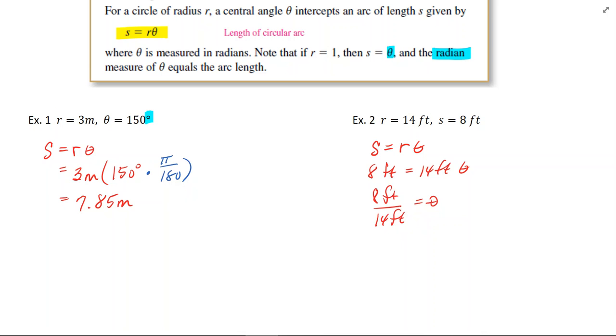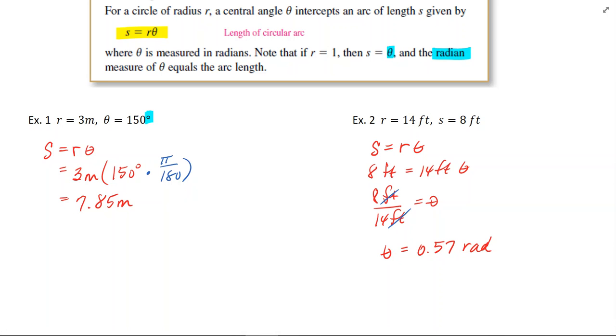Notice that when I did that division, these units canceled off. So 8 divided by 14 ends up being 0.57. And I'm in radians. So the difference between this problem and the previous one we worked is that I'm solving for theta. Don't forget theta is always in radians within the formula, so therefore this is in radians. So I answered the question that I may have been looking for. We can go one step further if we're asked.